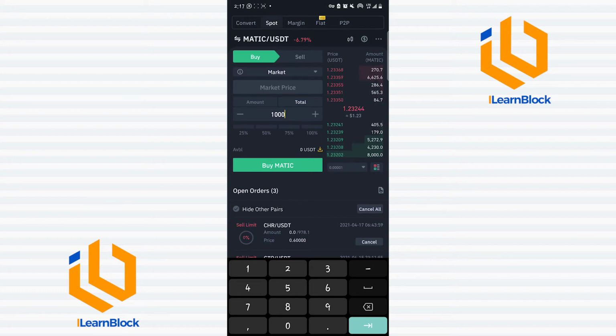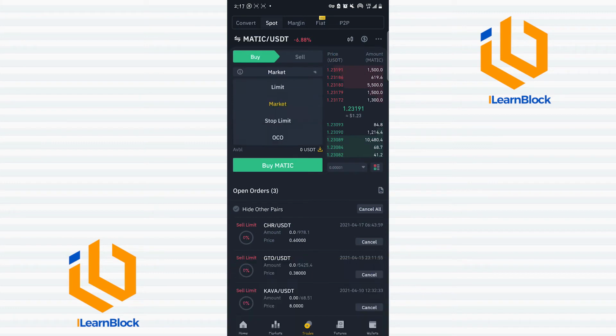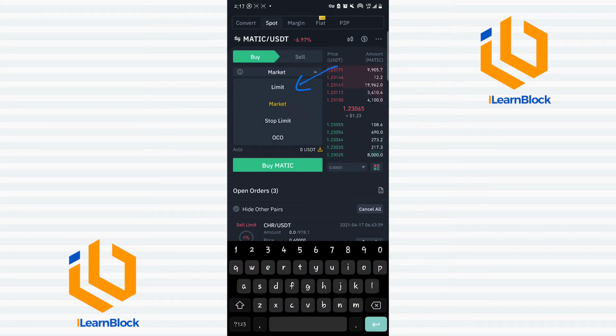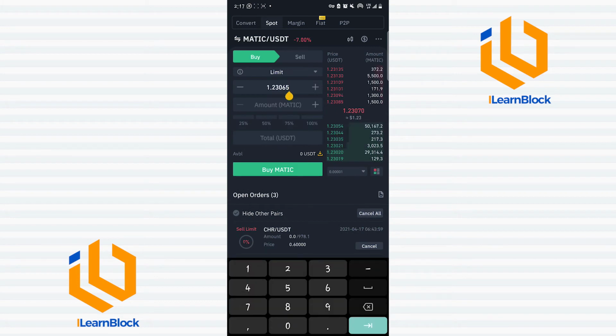And that is all. Now instead, let's say I would like to place a buy order. Let's say I'm interested in buying this coin when it falls to $1.1 US. All I have to do is I come back here and I click on limit, and I set this price to the price I would like to buy it at. So I said I would like to buy it at $1.1 US. So I put it at 1.1. And here I enter the amount of USDT I would like to spend. Let's say I would like to spend $1,000. And I can click on buy Matic.